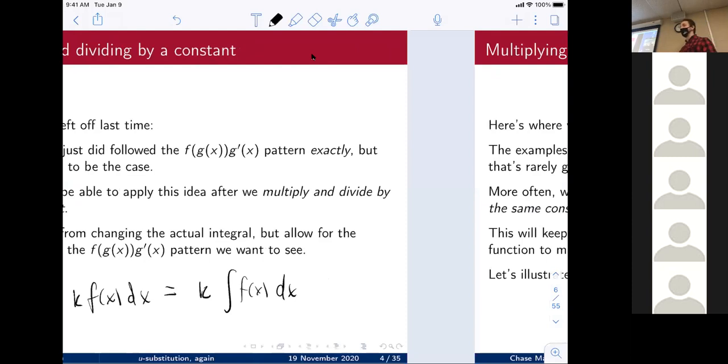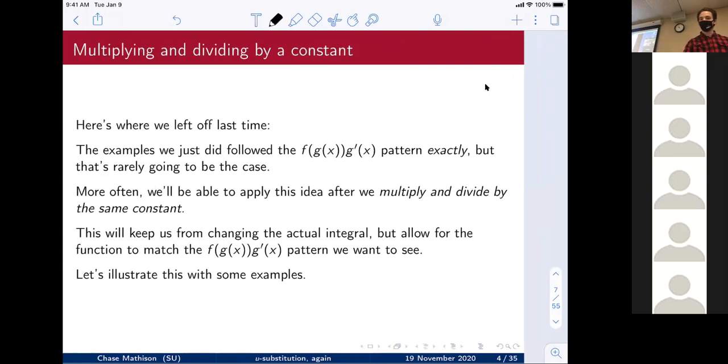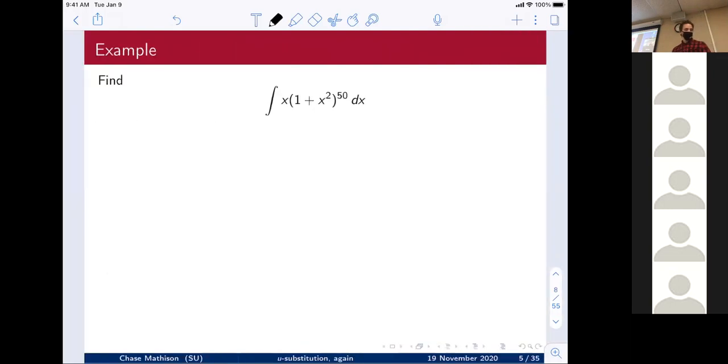Okay, and it's really shocking how often in real life this is all you need to be able to do really complicated integrals. Okay, so the best way to see this is with examples. Let's find the indefinite integral of x times 1 plus x squared to the 50th with respect to x. This integral would have been nearly impossible for us to do. We technically could have done it before by expanding 1 plus x squared to the 50th, and then we would have had 50 terms to integrate term by term. That sounds awful. Instead, we're going to do a u substitution.